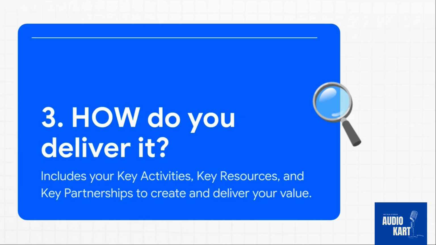Okay, so you know who you're serving and what you're offering. Question 3 is, how do you actually deliver it? This is basically the whole backstage operation of your business. It covers your key activities, the most important things you have to do to make it all work. Your key resources, the stuff you have to have, like a factory or a patent. And your key partnerships, the other companies or suppliers you need to work with to pull it off.